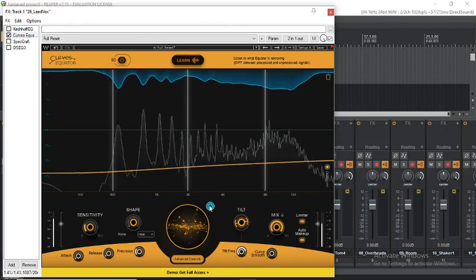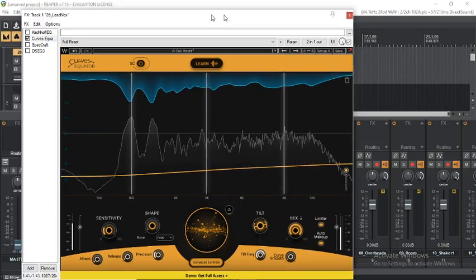Delta mode, which is good. So let me turn it back up so you can hear what's going on.